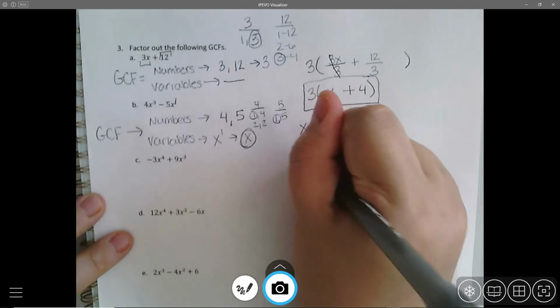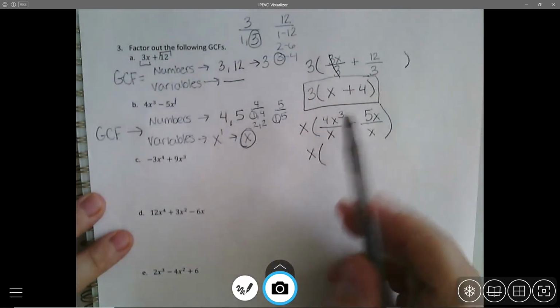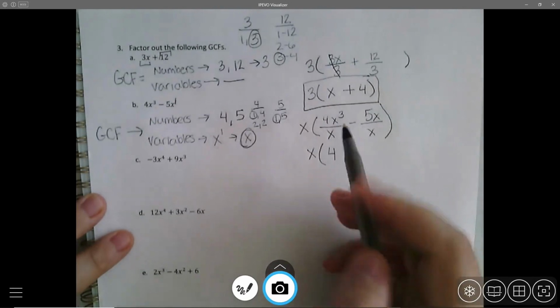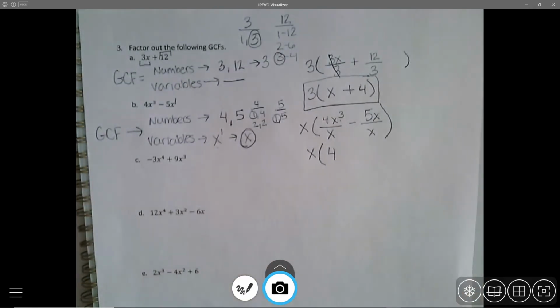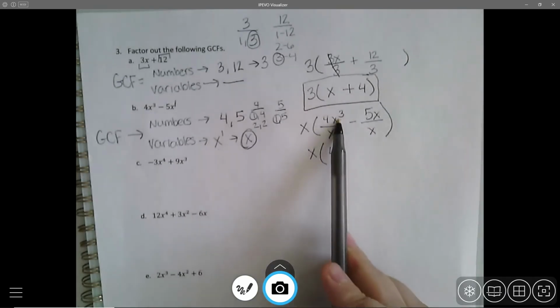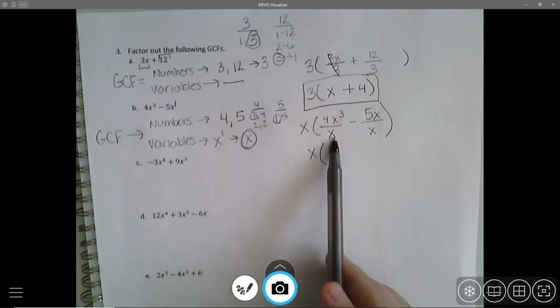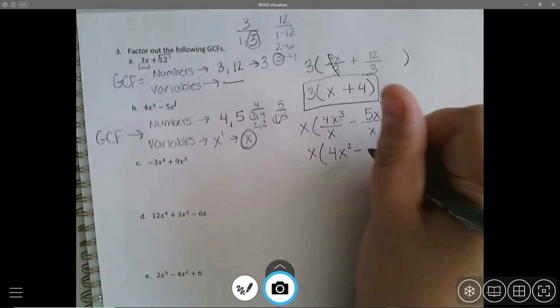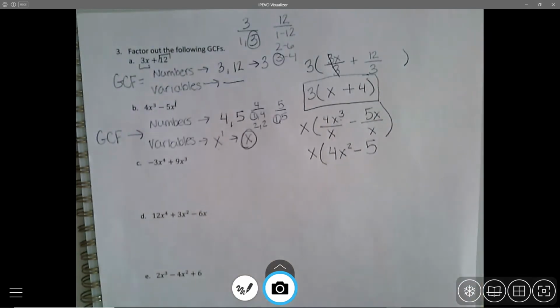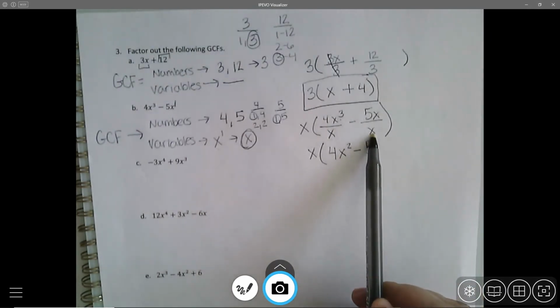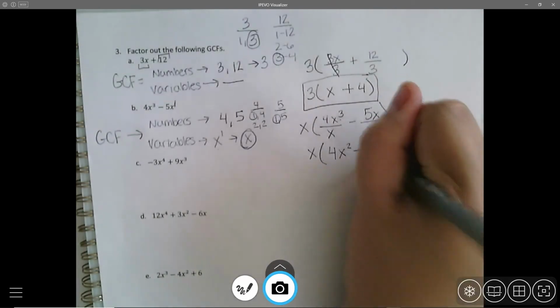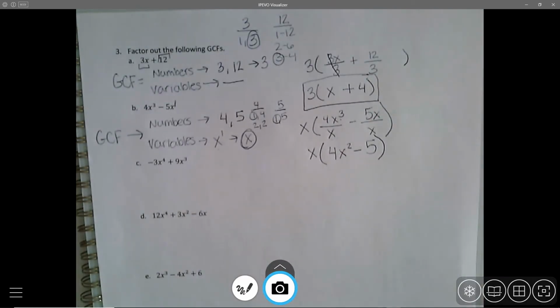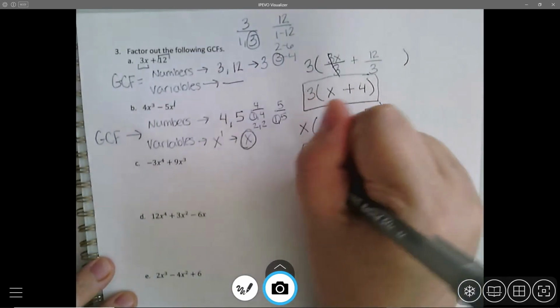So I get left with x times 4 stays there. X to the 3 divided by x. When you divide, you subtract exponents, or it's like you're taking away. You have 3 x's and you're taking away 1. That leaves you with 2, so it's x squared. Minus 5 stays there because there's nothing with numbers. You have 1x and you're taking away that x, so there's no x's there. So it just gets 4x squared minus 5 in the parentheses. That would be then your final answer.